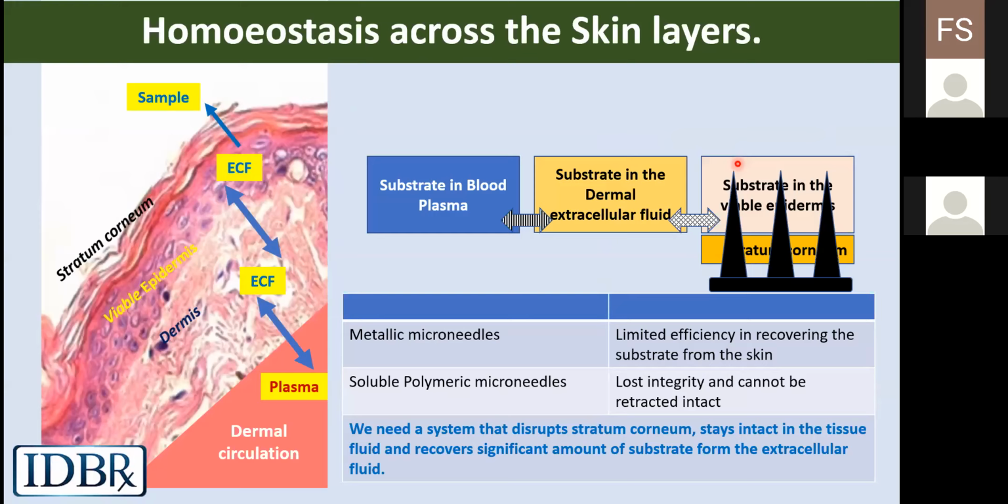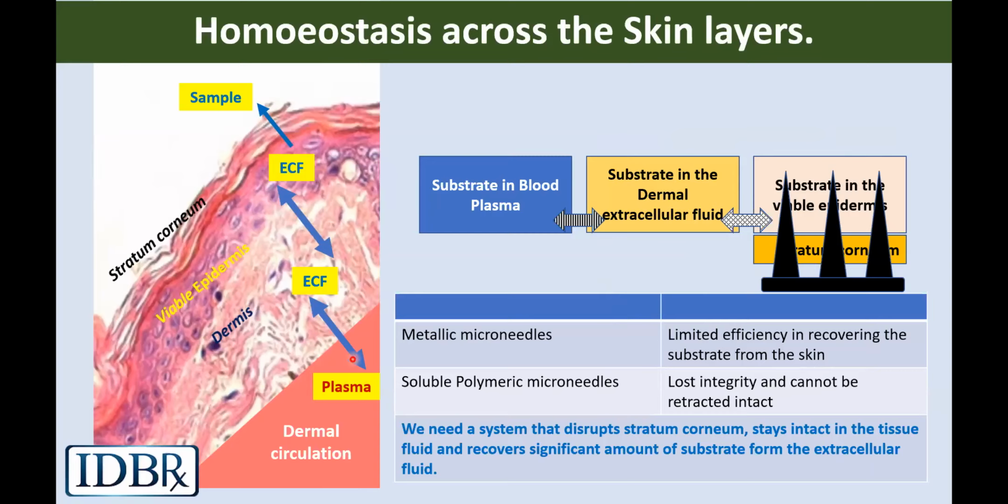The other application of the coated microneedle that we were thinking of was to sample analytes and substrates from the skin tissue, like the two-compartment model, basically, right? When you deliver the drug into the systemic circulation, the drug would equilibrate between the plasma, which is also an extracellular fluid, and the extracellular fluid of the skin tissue, right?